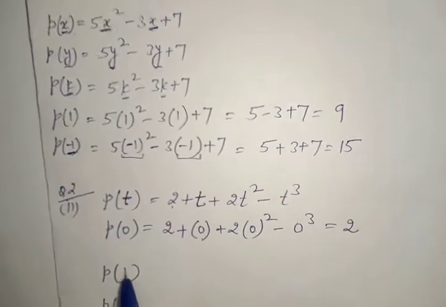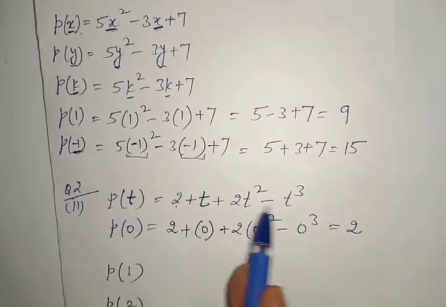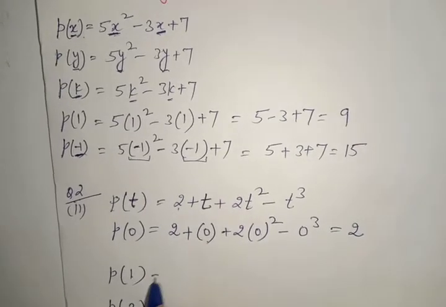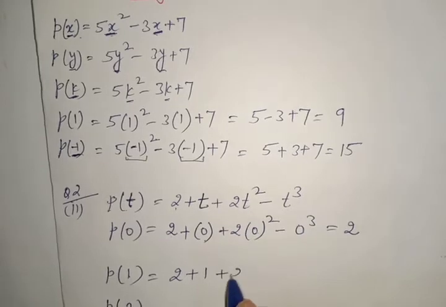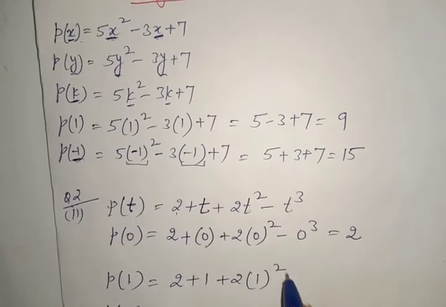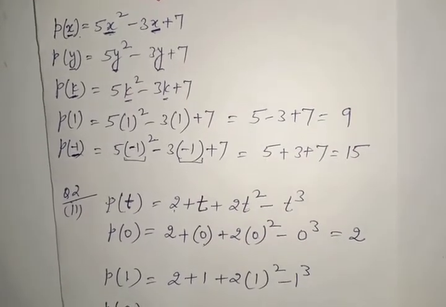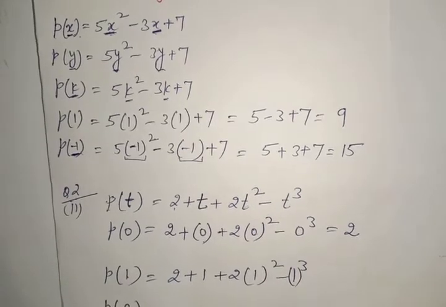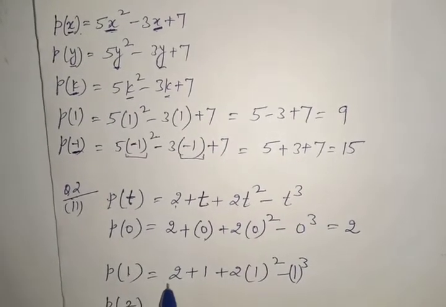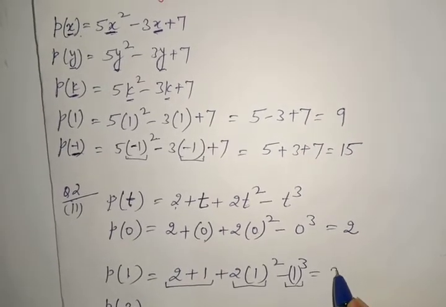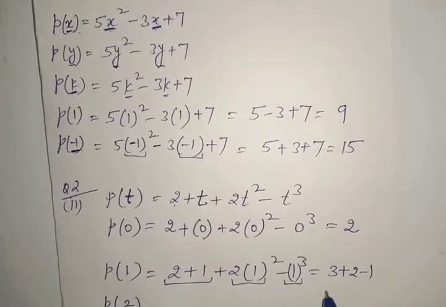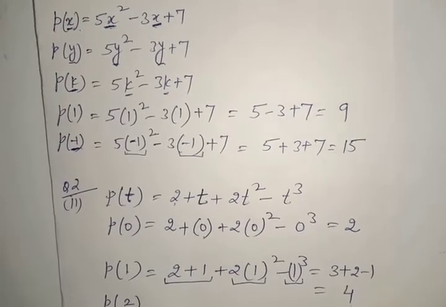Now p1. This is t, then t. If this is 1, then 2. In place of this t, we need to write 1. Then 2. In place of this t, we need to write 1. And in place of this, we need to write 1. I think you can easily solve it. It's 3 plus 2 minus 1, which is equal to 4.